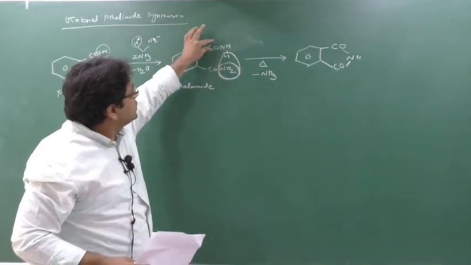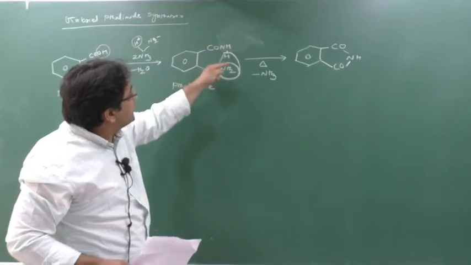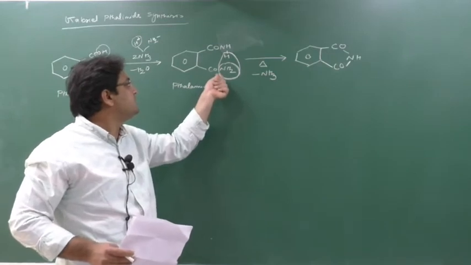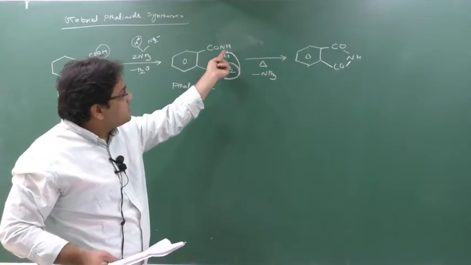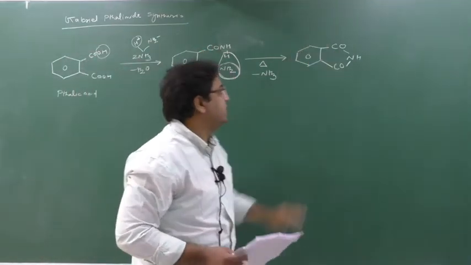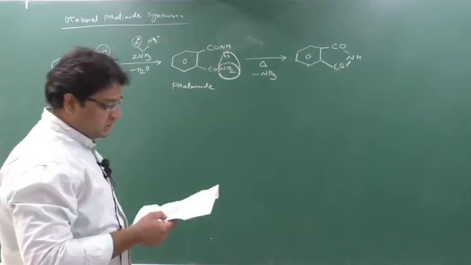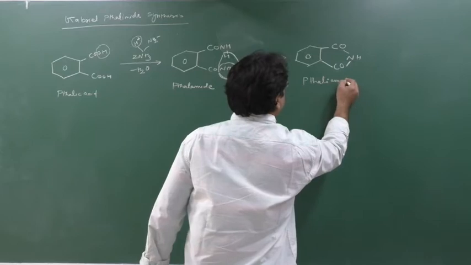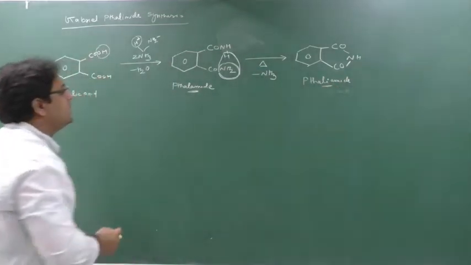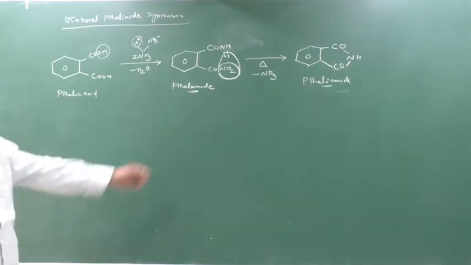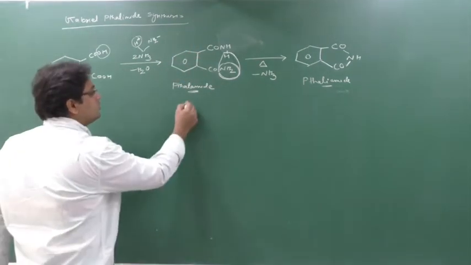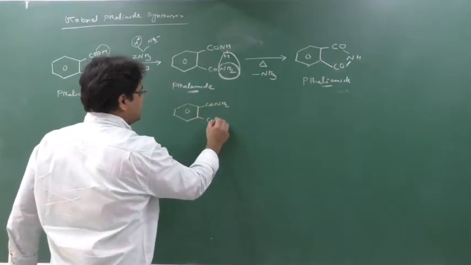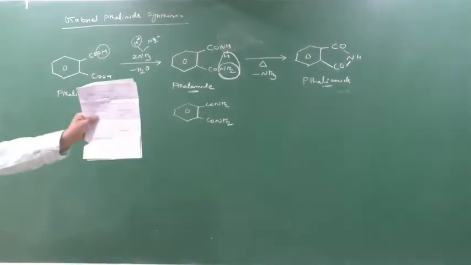So CO is bonded with NH. Because of the removal of this H, a vacancy is created, and NH2 is removed from this CO, so here also a vacancy is created. So this CO and this NH which is attached to CO will be joined, and this molecule that is formed is called phthalimide. Okay, see the difference. This is phthalamide, CONH2, CONH2, and this is phthalimide.